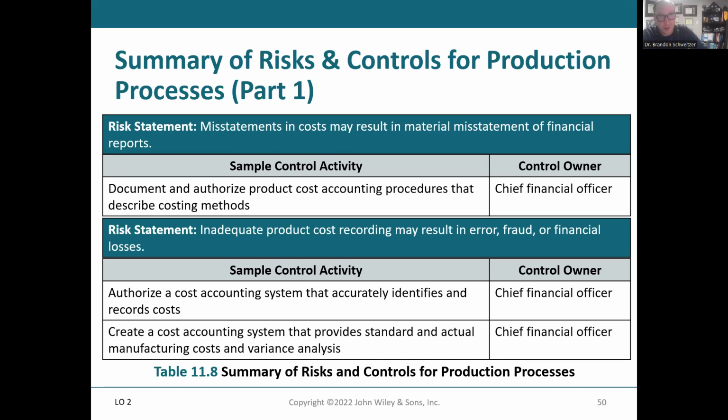What are the risks associated with these controls for production? Misstatement of cost may result in material misstatement of financial reports. Yeah, if you understate or overstate your costs, of course, your top and bottom lines are going to be off. Inadequate product costs recording may result in error, fraud, or financial loss. Yeah, absolutely. Because there's a cost associated with fixing it too.